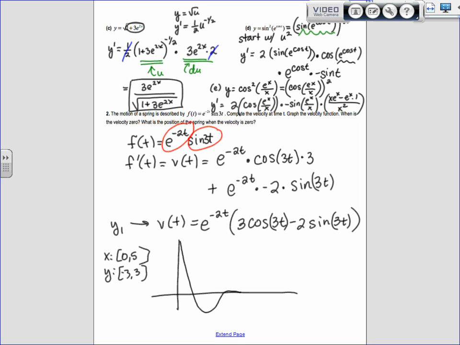Make sure you're in radian mode. On the left side, it ends up like over here. It bounces up and down, up and down, up and down. But we're not worried about that stuff, right? Because it's negative time.